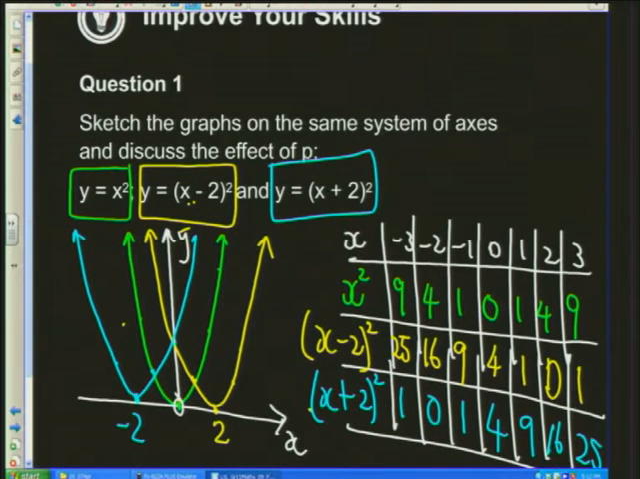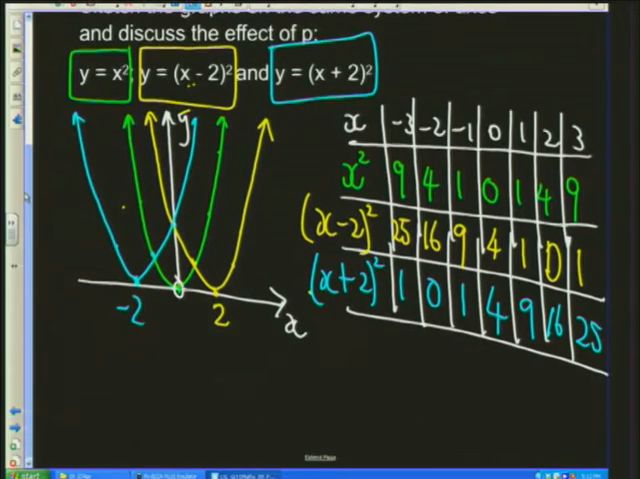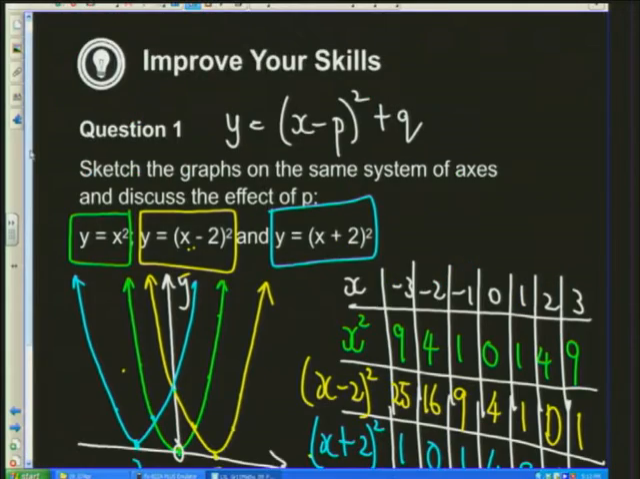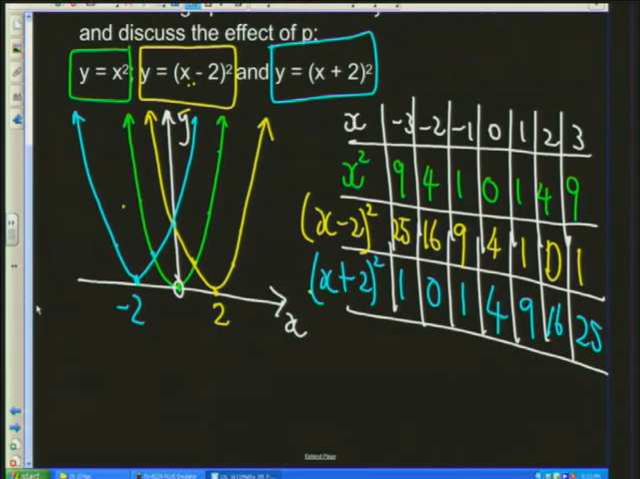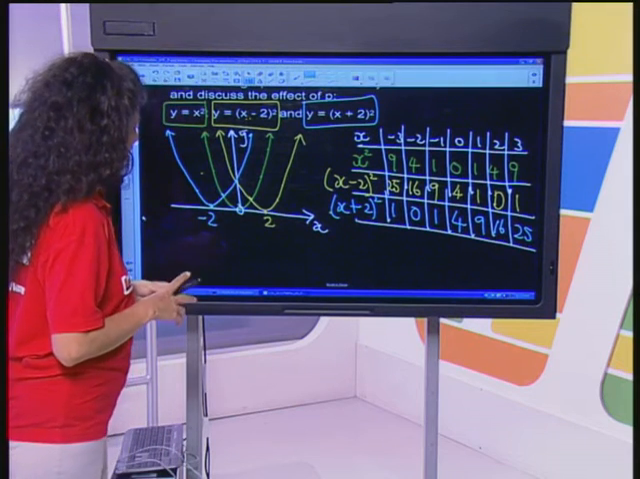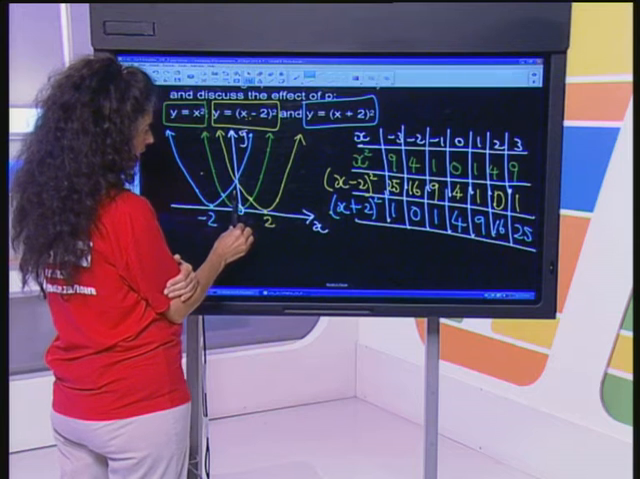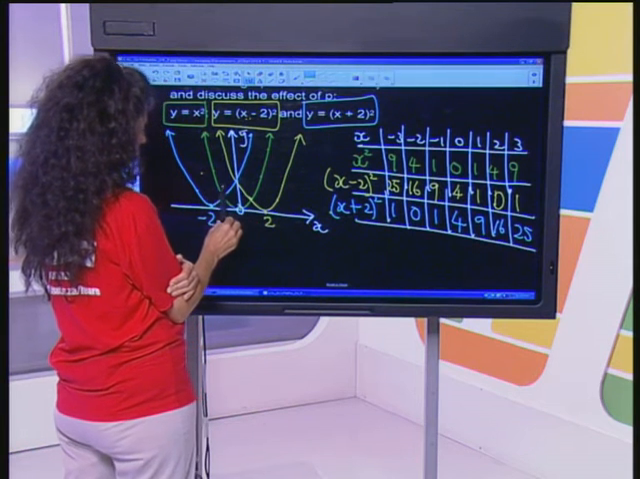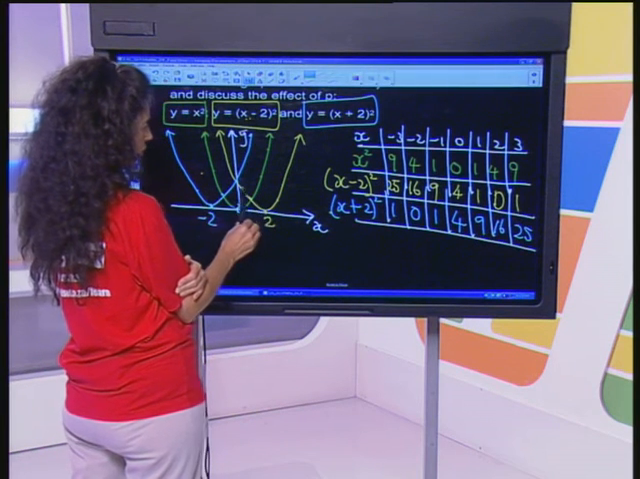So if we now try and connect what is happening with the effect of p, remember we were looking at the equation y equals x minus p squared plus q. And at the moment, we're only looking at the effect of p. So I haven't added a q yet. We're just looking at the effect of p. And just a glance and an observation is that that axis of symmetry has shifted. The axis of symmetry has shifted in which direction? This one, it's moved to the right, and this one, it's moved to the left. So the axis of symmetry is no longer at 0.